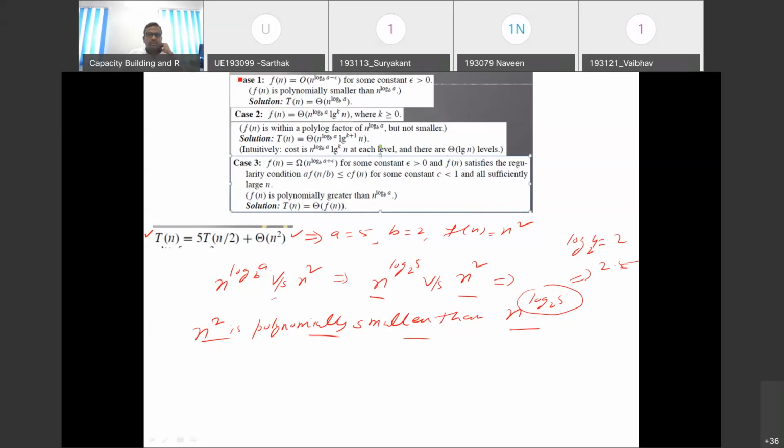Now look through the three cases. Which one is applicable? When f of n is polynomially smaller than this, its complexity should be of the order of this. So the complexity of this recurrence relation based algorithm is going to be theta of n raised to the power log 5 base 2. So this is the solution for this recurrence relation using the master theorem. Now move to the next question.